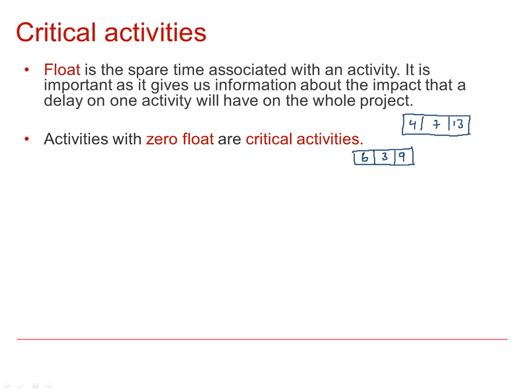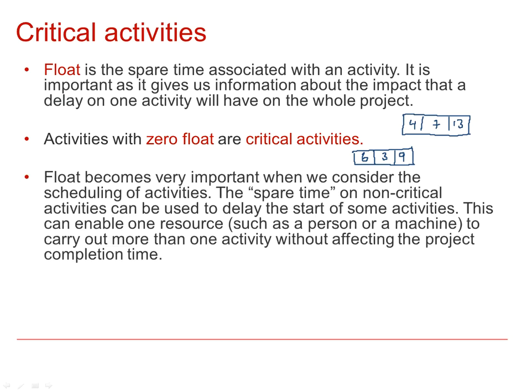So float, and 0 float in particular, given these critical activities, tells us about the activities which must be completed on time. All the other activities are what are called non-critical. So they can have a little bit of delay without causing any effect on the end of the project, but these critical ones can't. Any delay in a critical activity means that the project is bound to be overrunning.